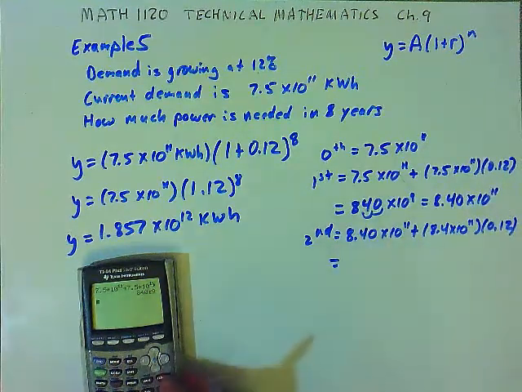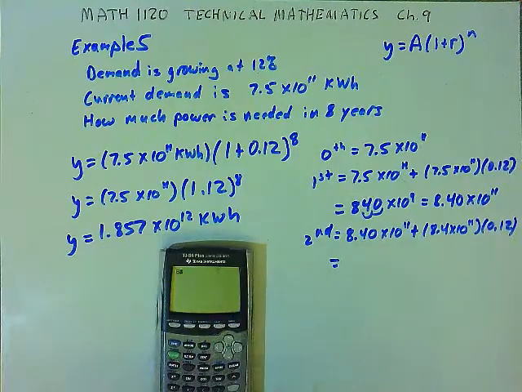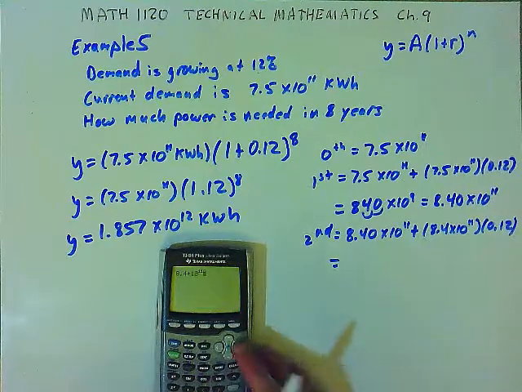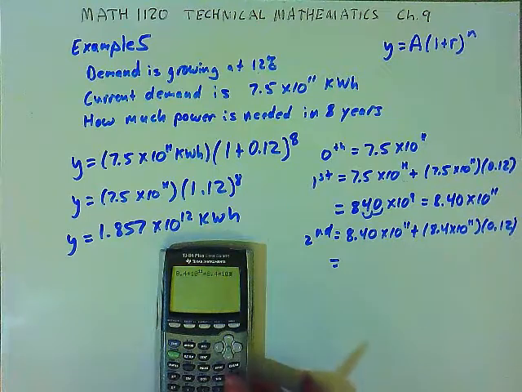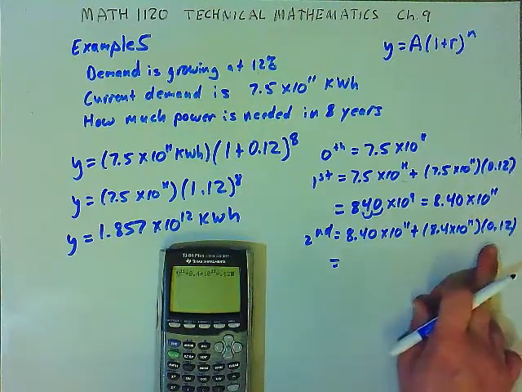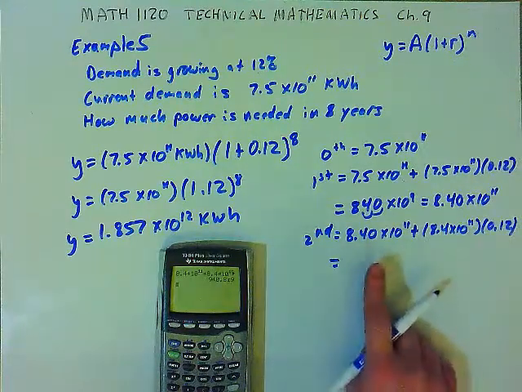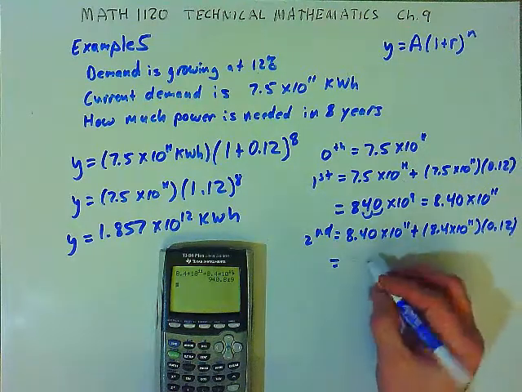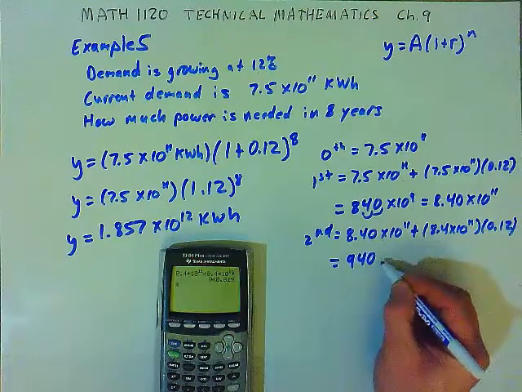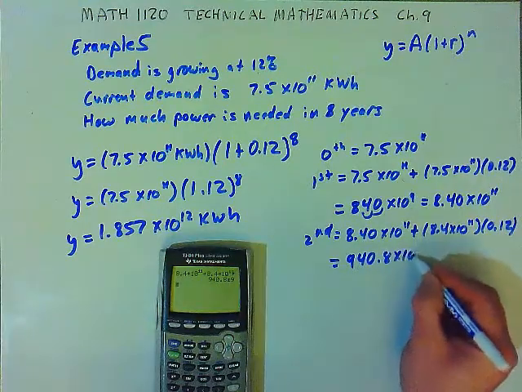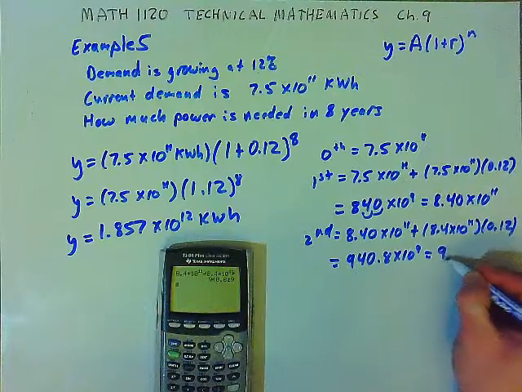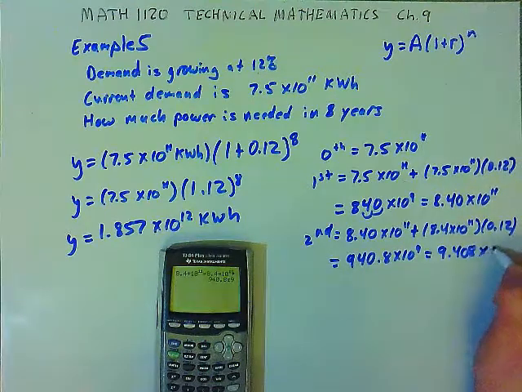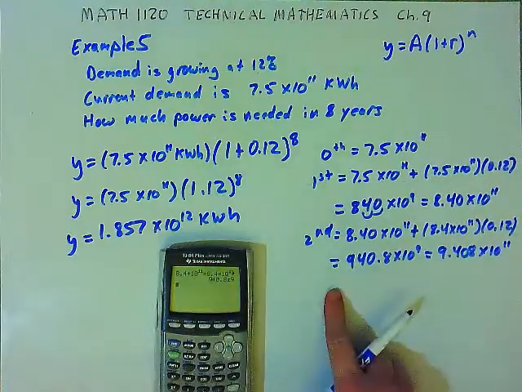And so we will be using 8.4 times 10 to the 11th power plus 8.4 times 10 to the 11th power times 12%, right? Our 12% increase. And so on the second year, we're going to be using 940.8 times 10 to the 9th, which again is 9.408 times 10 to the 11th. Now I'm going to continue this on.